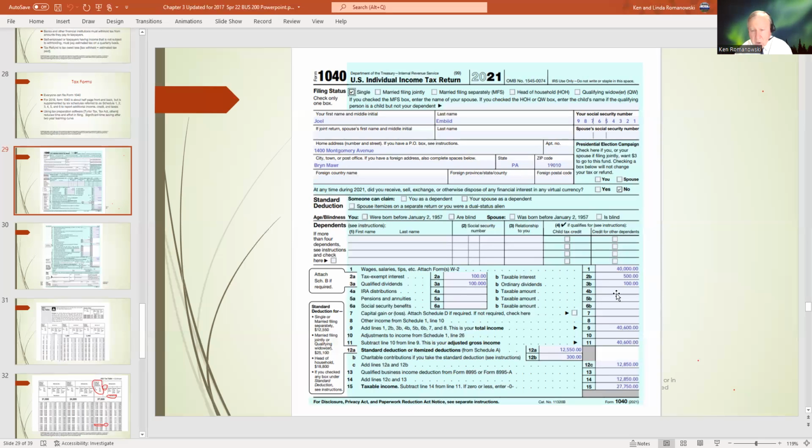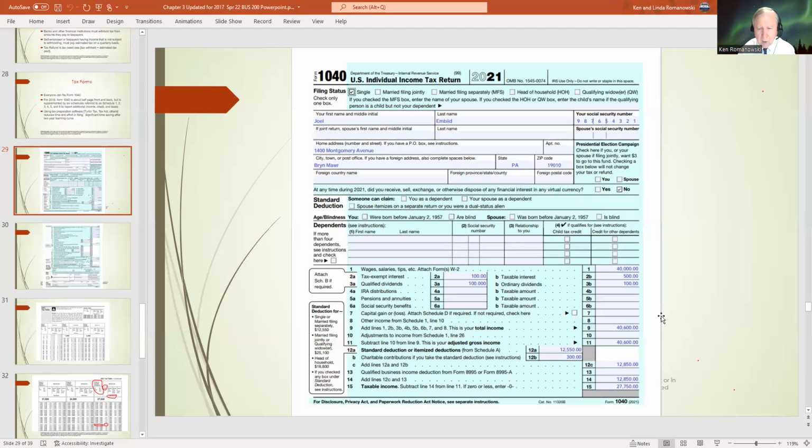So there are other line items here: IRA distributions, pensions, Social Security benefits, things of that nature, but he doesn't have anything in those categories. So basically what you do under line 9 is you add up all of the items on the previous lines, and that gives Joel Embiid $40,600 as his total income so far.